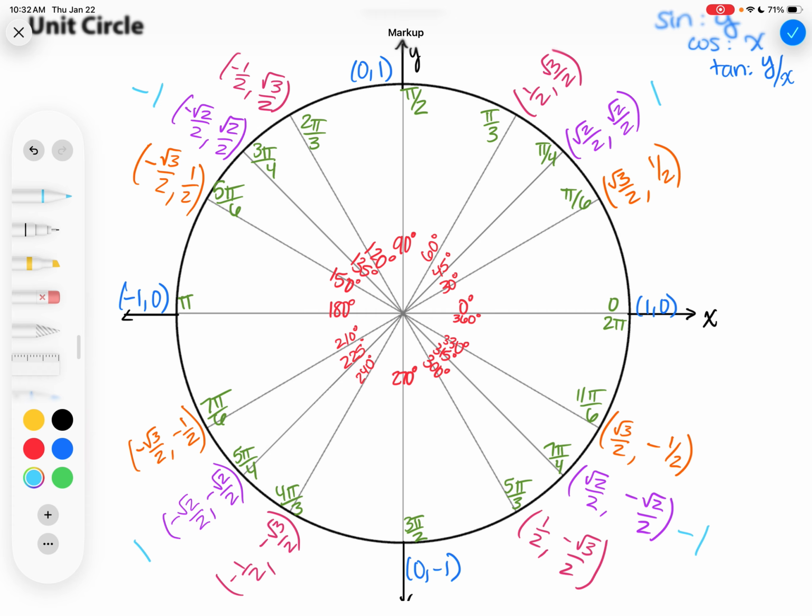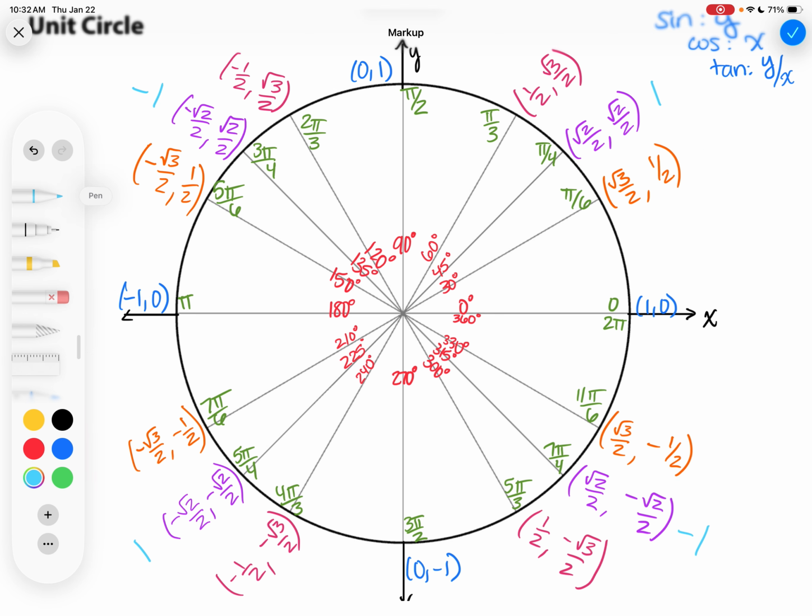The next ones, the next easiest mathematically to solve, are the pi over 3s. So y over x would be root 3 over 2 divided by 1/2. I'm going to write this out so we can see it. Root 3 over 2 divided by 1/2. I would not write this on here. If you want to do it on the back, you can. But this would be the same thing as root 3 over 2 times 2 over 1. The 2's cancel, so it's equal to root 3.